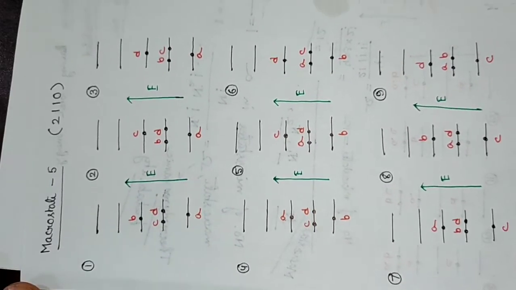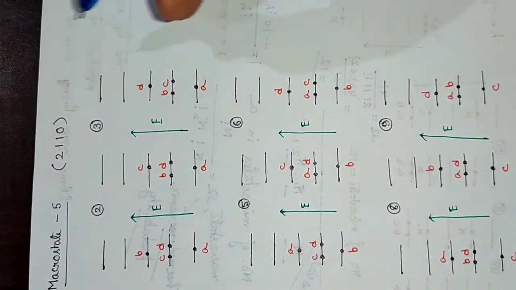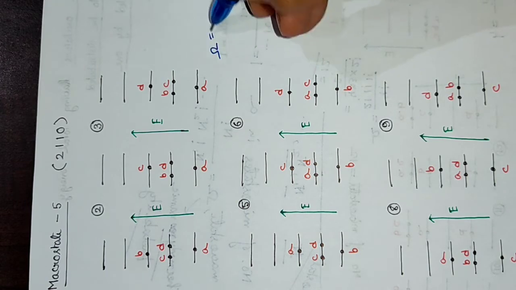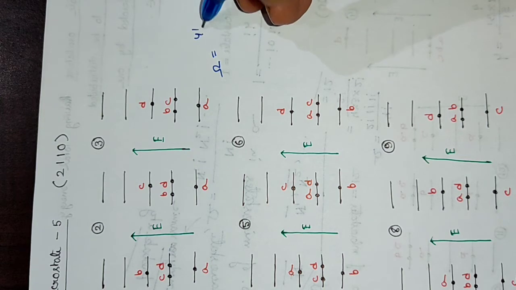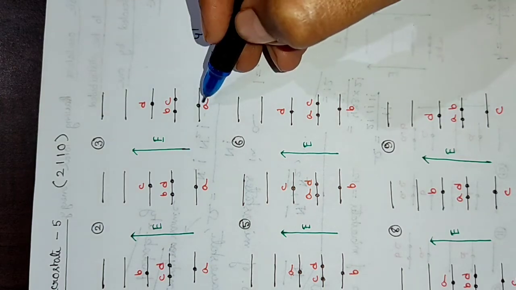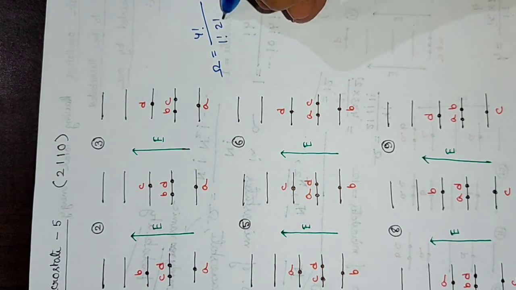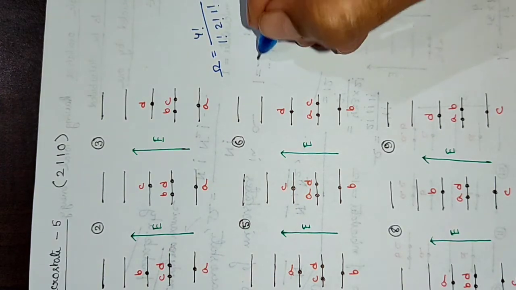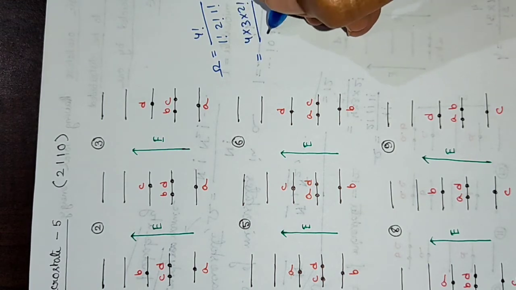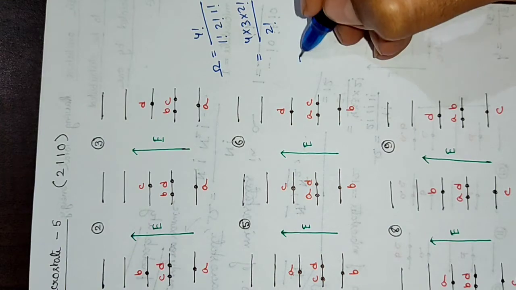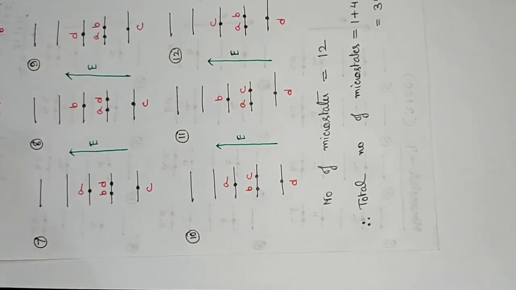Now for macrostate 5, we have 2, 1, 1, 0. So let us try to find out the number of microstates, that is the thermodynamic probability. It will be 4 factorial by 1 factorial, 2 factorial, and 1 factorial. So it will be 4 into 3 into 2 factorial by 2 factorial. It will cancel out, so it will be 12. So it will also have 12 microstates.